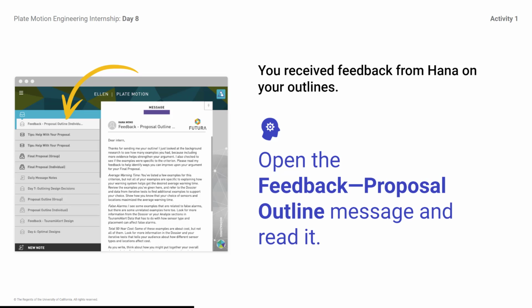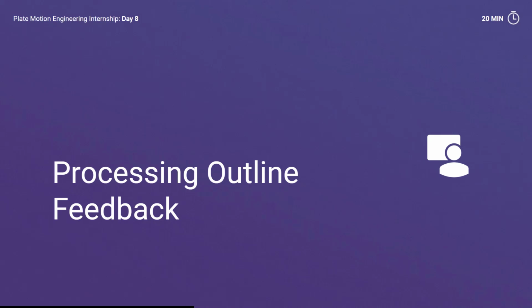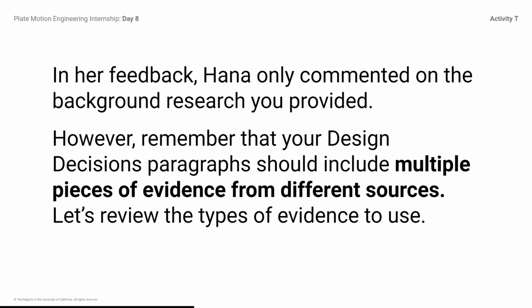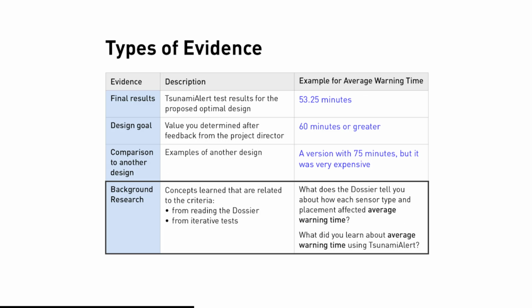Students, take a few minutes to look over the message titled Feedback Proposal Outline. Open the Feedback Proposal Outline message and read it. Processing outline feedback. In her feedback, Hannah only commented on the background research you provided. However, remember that your design decisions paragraph should include multiple pieces of evidence from different sources. Let's review the types of evidence to use.